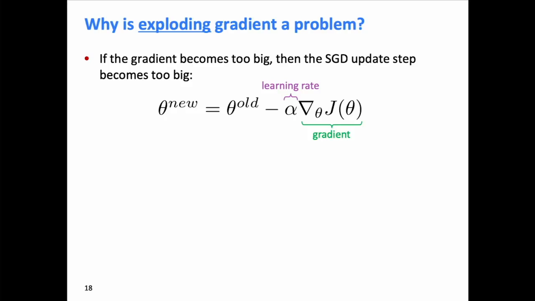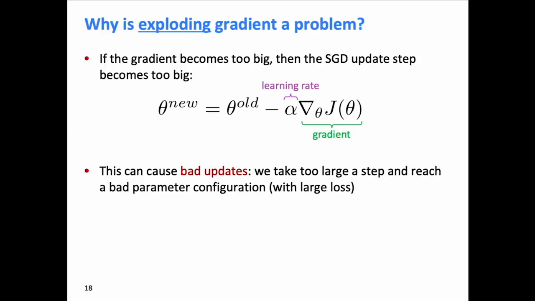The problem is that if your gradient gets really big, then your SGD update step is going to become really big too. So you're going to be taking a very big step, and you're going to be drastically changing your model parameters theta. This means that you can end up with some bad updates. We end up taking too large a step, and we're changing the parameters too much. And this means that we take a big step, and we end up in some area where the parameters are actually very bad.